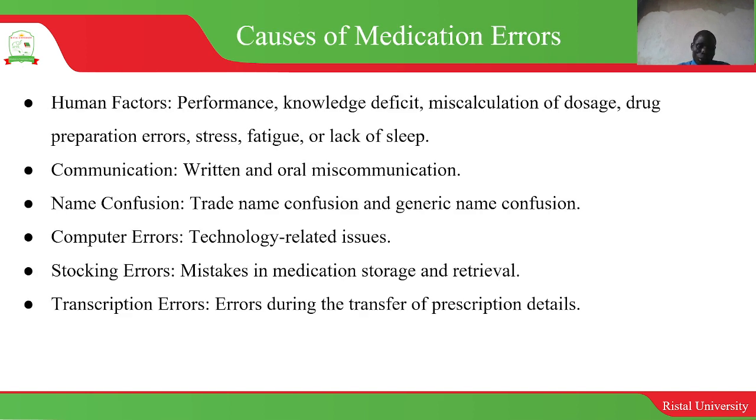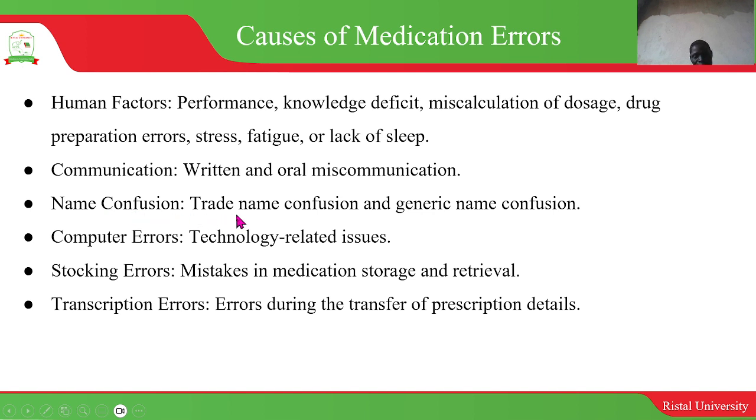Still continuing with causes of medication errors, we have the human factors. We look at performance, knowledge deficit, miscalculation of dosages, drug preparation errors, stress, fatigue, and lack of sleep. Okay, all these can lead to human errors. Communication, written and oral miscommunication. Okay, poor handwriting. You will have seen that also. There is data on bad handwriting of doctors causing many deaths because the nurse might not have understood what the doctor had written, and then the person is given a wrong drug because of poor handwriting. Or again, the oral communication between the patient and the clinician prescribing, or the nurse giving, was not properly understood, and then errors happen at home.